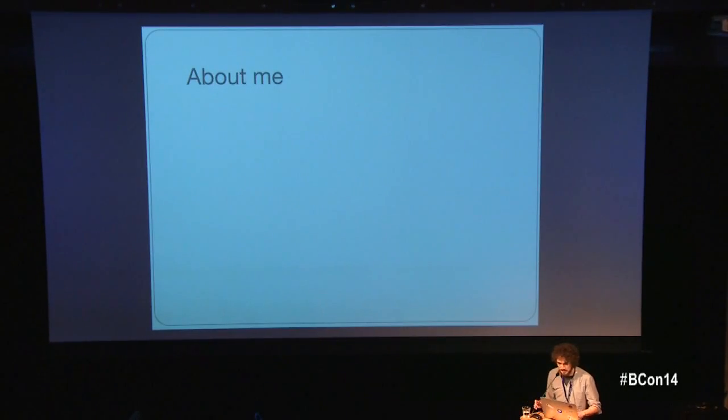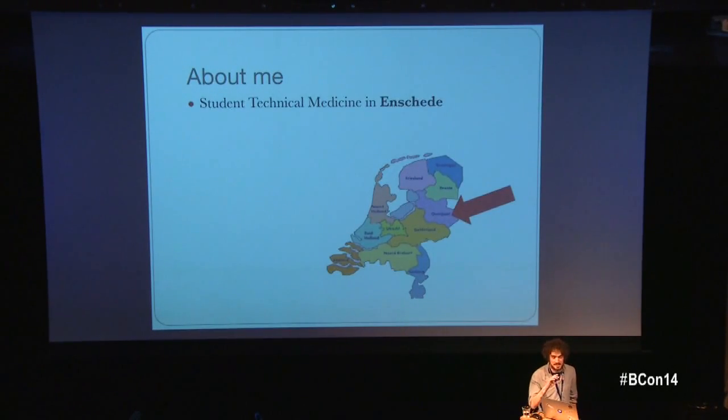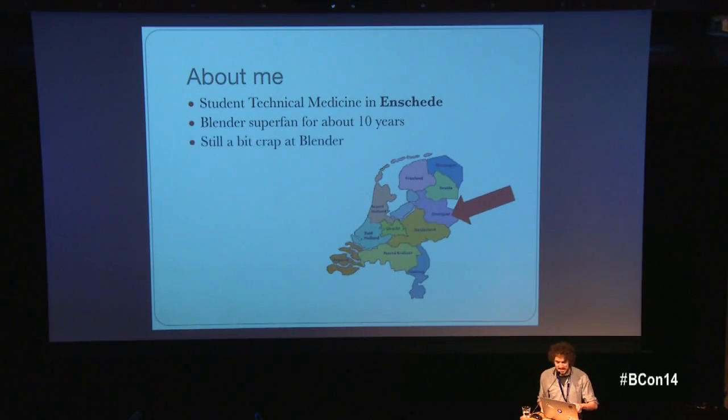But first, a bit about me. So I'm a student of technical medicine in Enschede. Enschede is here. It's really long for Dutch people to go by trains, 2.5 hours, I know. It's really long. I've been a Blender superfan for about 10 years, still a bit crap at Blender. And I'm from the Elysian generation. Show of hands, who is Elysian? Awesome, cool.